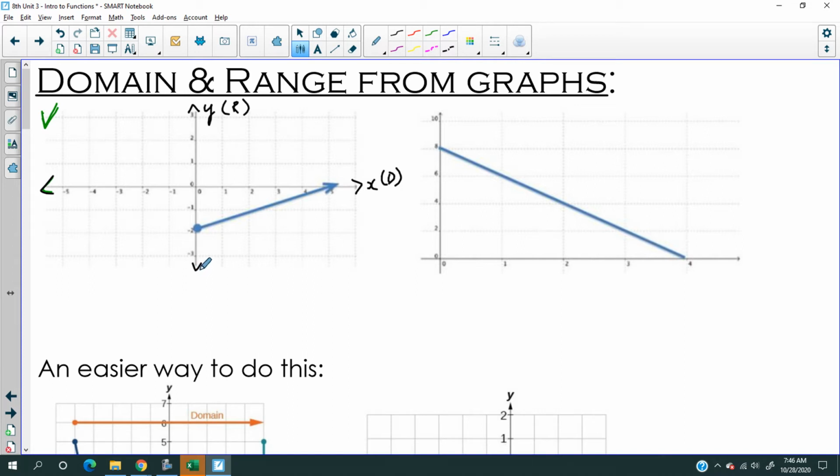Do you understand the question? If you're going on the x-axis, what are the possible values of x? Now think about it. The line, where does the line start? Here. The line starts here. Now, where's the x value in this? Now, that's not -2.